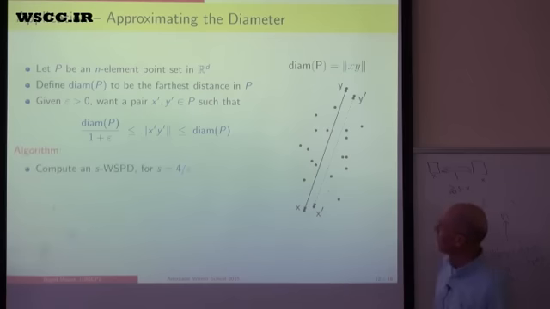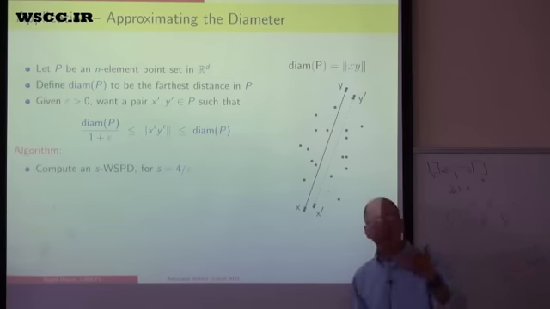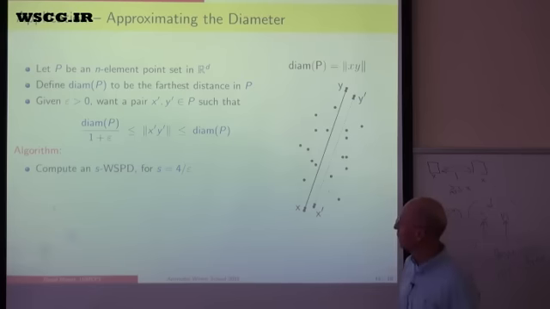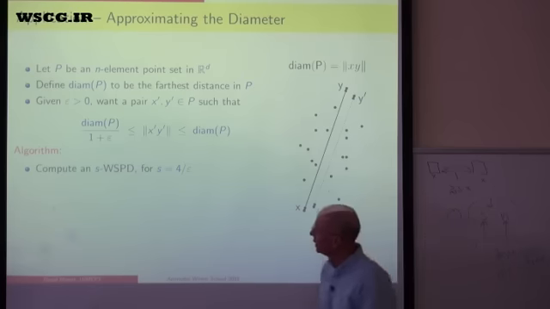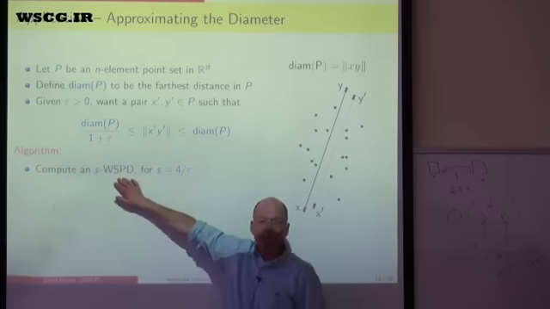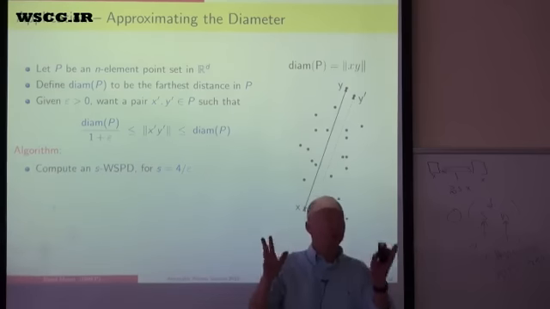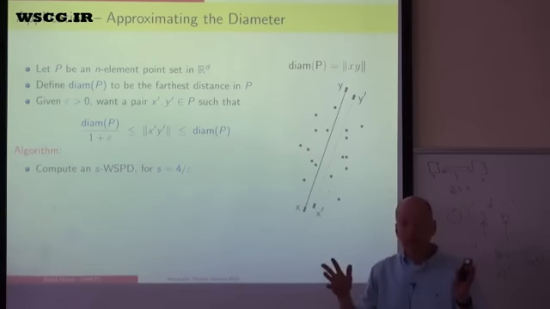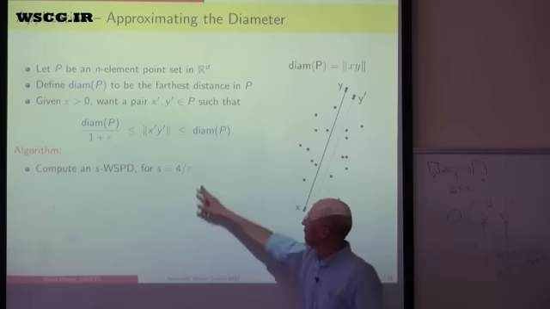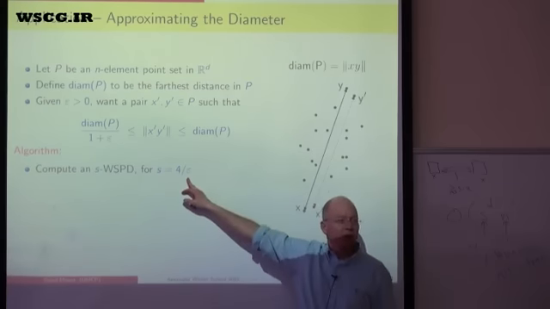So I want to see how I can use well-separated pairs to solve this problem. This is a very common application of approximation algorithms using well-separated pairs. Step 1, I compute an s well-separated pair decomposition for an appropriate value of s. Now what is appropriate? Well, 4 over epsilon turns out to be appropriate here.